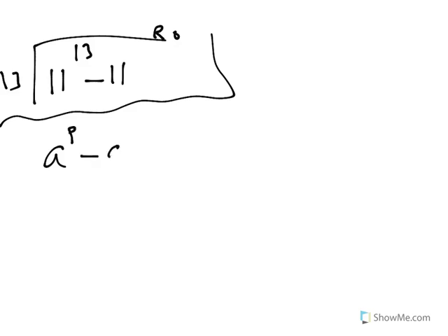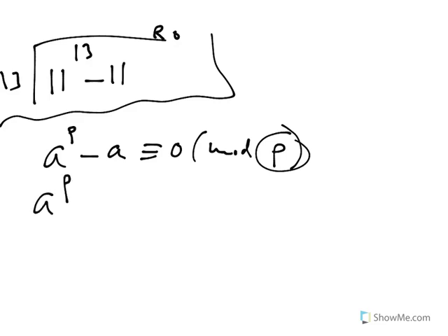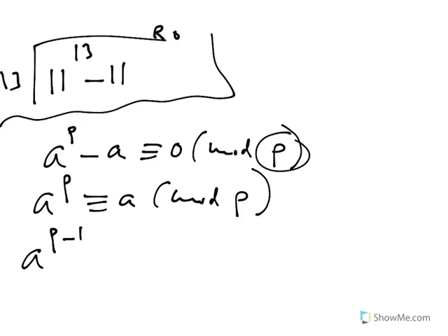In modern terminology, we could say this. It means the same thing: if you divide this by p, you get no remainder. We could add the a to both sides. That's also another way of saying it. And if we divide both sides by a, these are all things that are true.